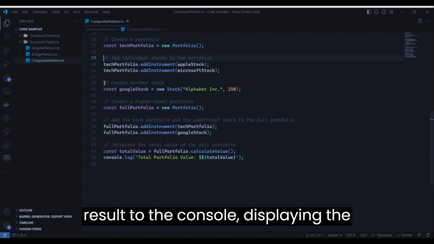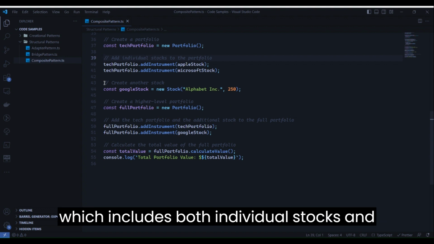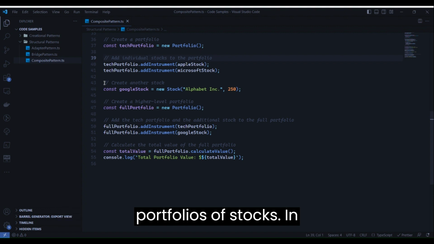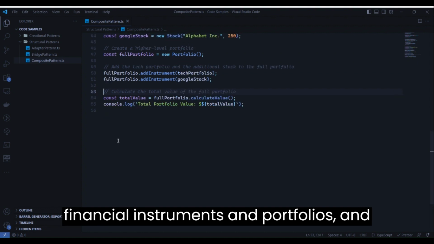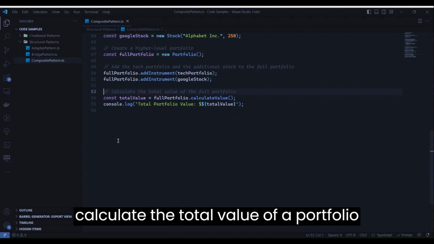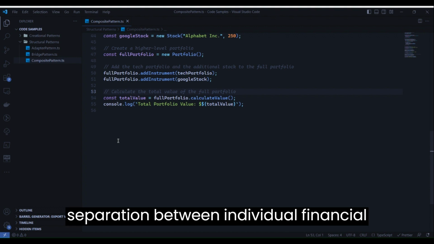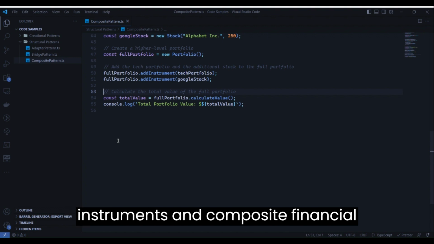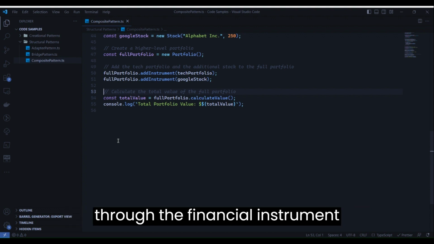We log the result to the console, displaying the total value of the entire portfolio, which includes both individual stocks and portfolios of stocks. In summary, this code demonstrates how the composite pattern can be used to model financial instruments and portfolios in a hierarchical structure, allowing you to calculate the total value of a portfolio that contains stocks and other portfolios. It provides a clear separation between individual financial instruments and composite financial structures while treating them uniformly through the FinancialInstrument interface.